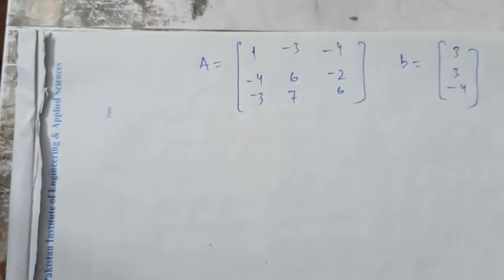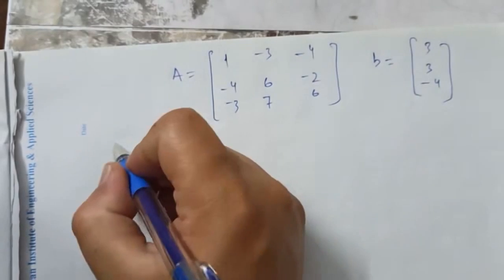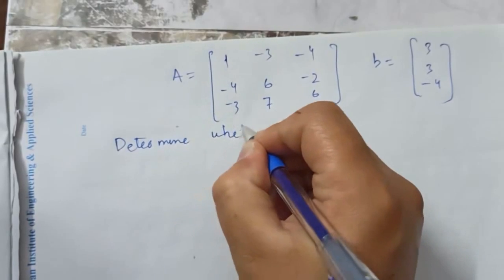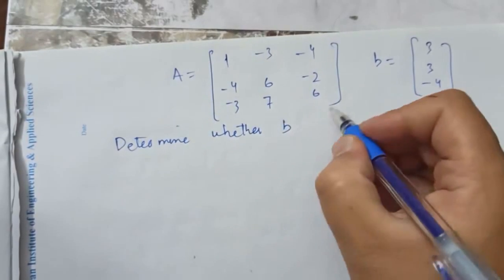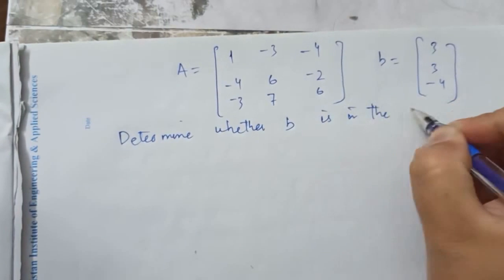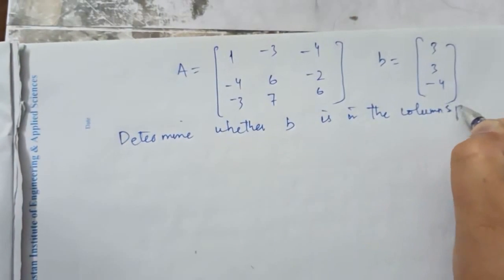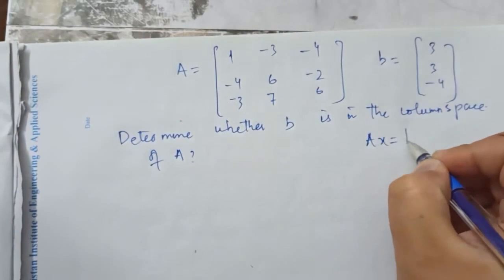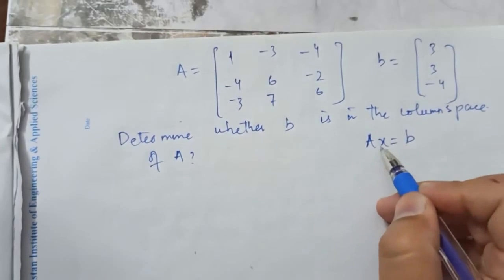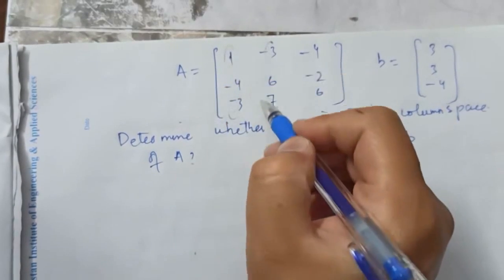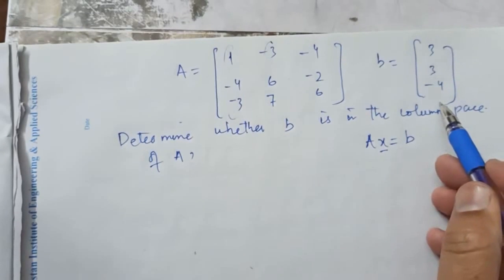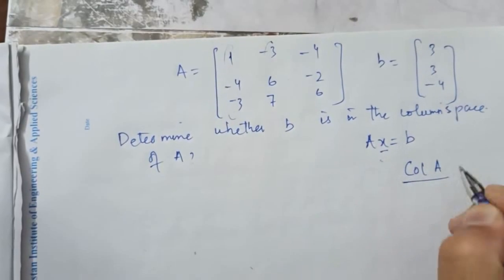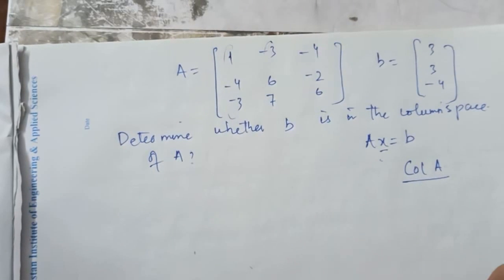What we have to do is determine whether b is in the column space of A. It is equivalent to finding the solution of Ax equals b. It means finding all the possible scaling coefficients that these vectors must have to make it equal to b. And we know that b must be contained in Col A if such a linear combination exists.